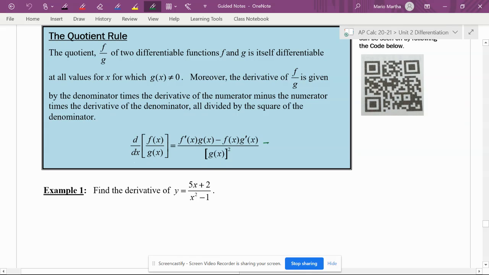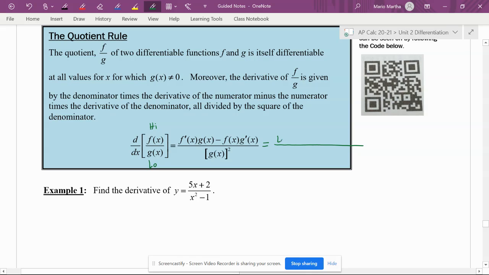All right, so the way I like to make sure that my students remember this is we're going to call f of x the high function, and then g of x we're going to call the low function. This is for the quotient rule, and again, just a simple way for you guys to remember.